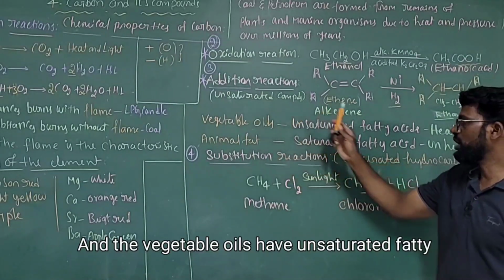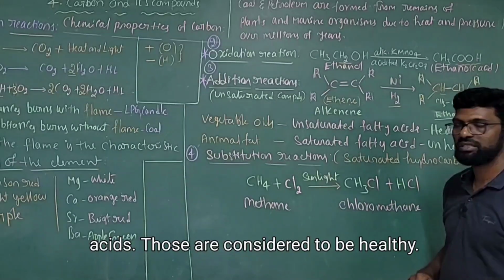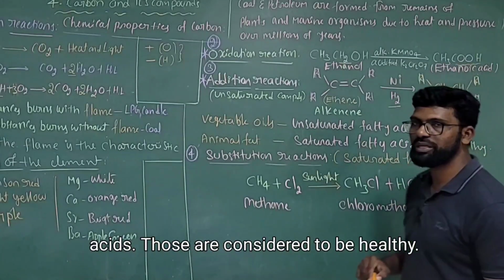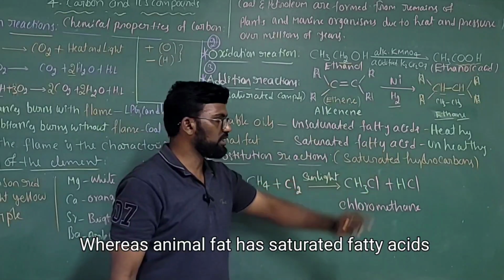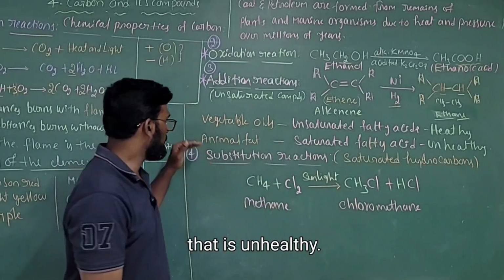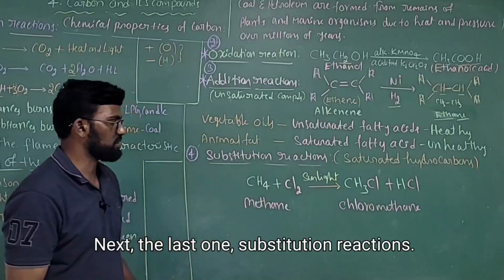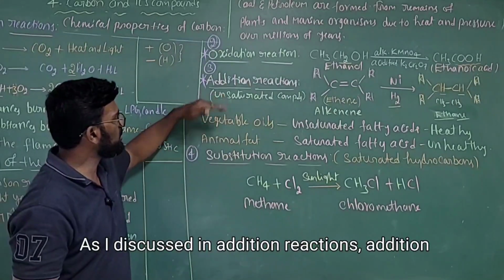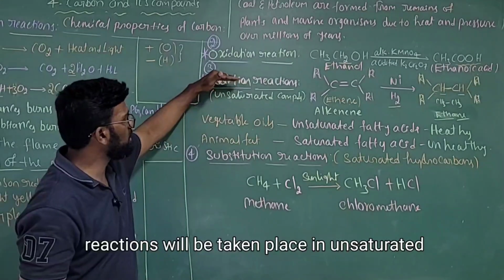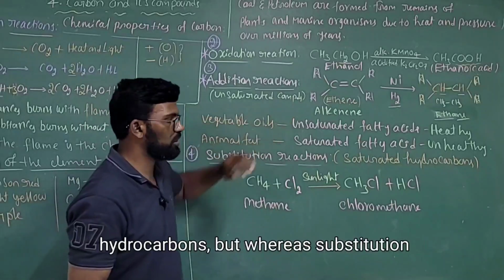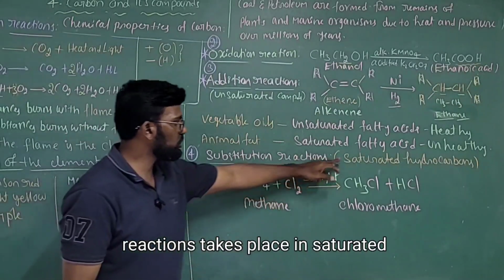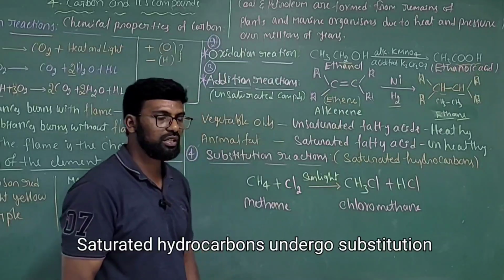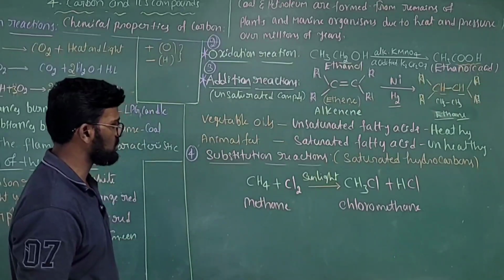Vegetable oils have unsaturated fatty acids. Those are considered to be healthy. Whereas animal fat has saturated fatty acids, that is unhealthy. Next, last one, substitution reactions. As we discussed, addition reactions take place in unsaturated hydrocarbons, whereas substitution reactions take place in saturated hydrocarbons. Saturated hydrocarbons undergo substitution reactions.